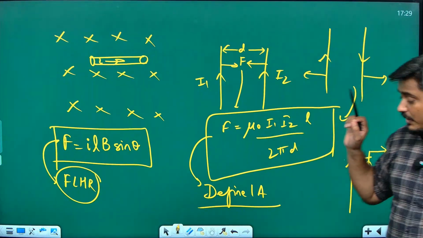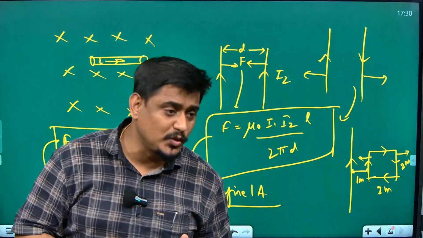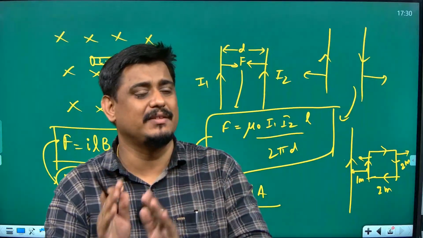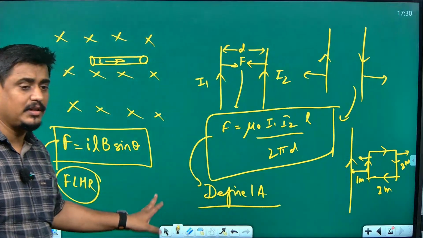So 1 ampere is that current which, when allowed to move across two current carrying conductors, produces a force of 2 into 10 power minus 7 Newton. That one definition I gave you. That definition is very important from this topic.